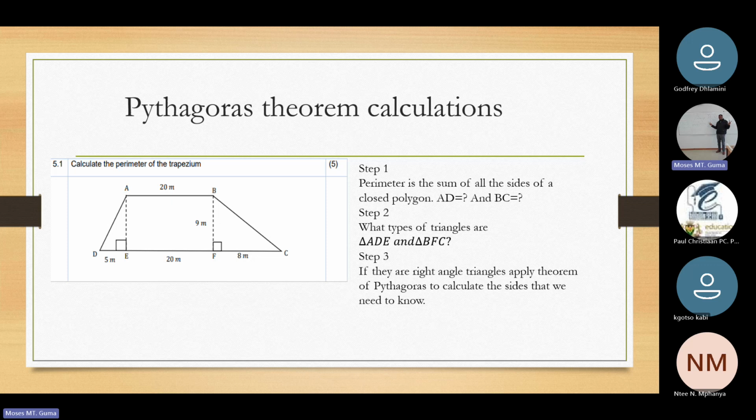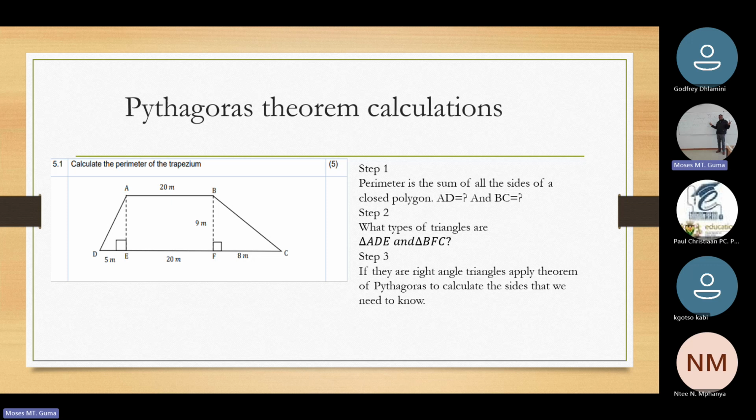Calculate the perimeter of a trapezium. The whole shape ABCD is actually a trapezium which has got those two right-angled triangles. Now, for 5 marks, we are going to do this. But first of all, what does the examiner want? The examiner wants the perimeter. And what is the perimeter? The perimeter is the sum of all the sides of a closed polygon.